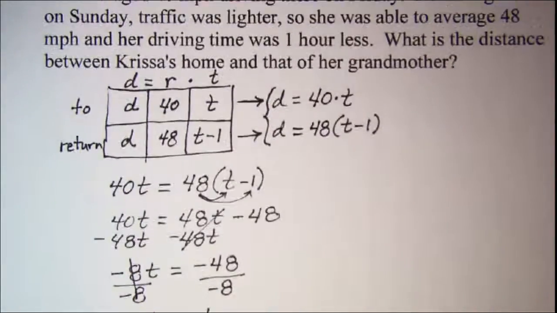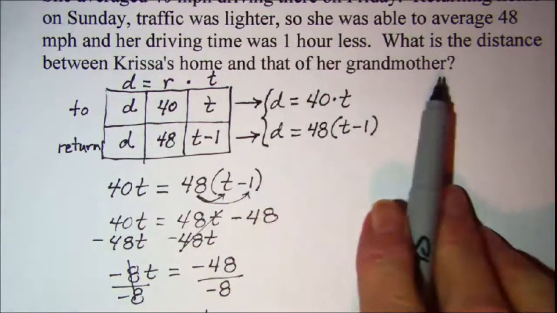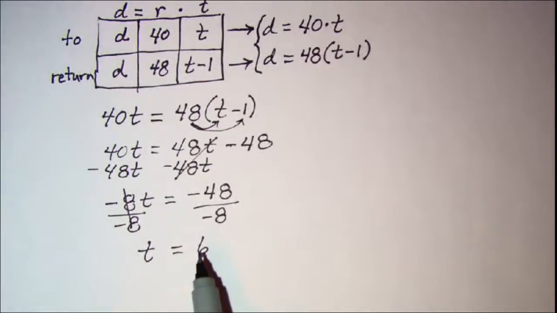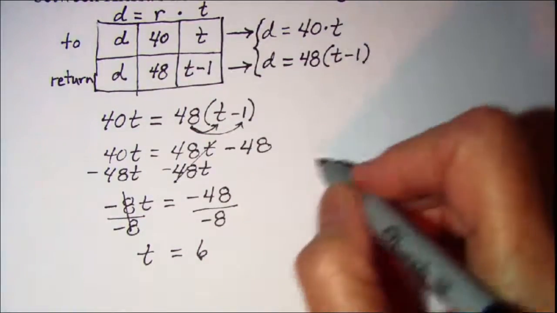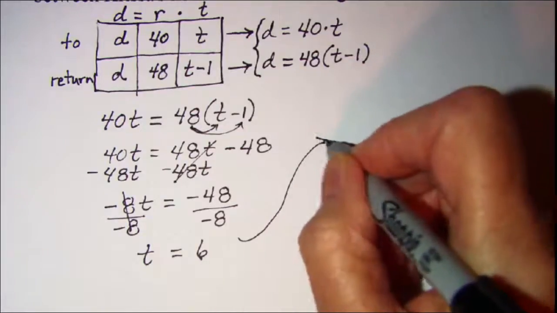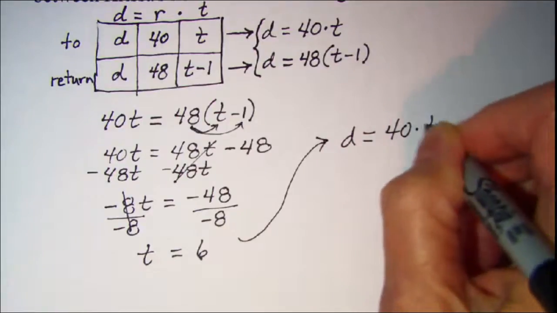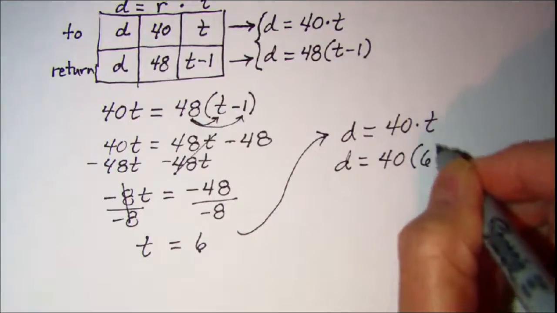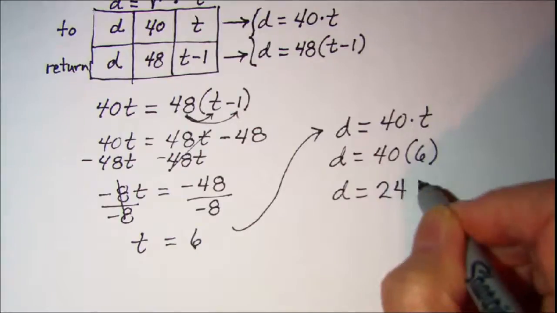Now the question was, what is the distance between Krissa's home and that of her grandmother? I know the time, so I need to put that 6 back into one of these equations. This one's the simplest one, so I'm going to put it back into D is equal to 40 times T. So D is equal to 40 times 6, which gives us distance is equal to 240 miles.